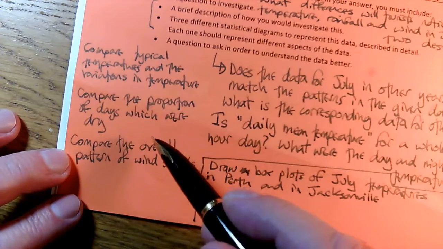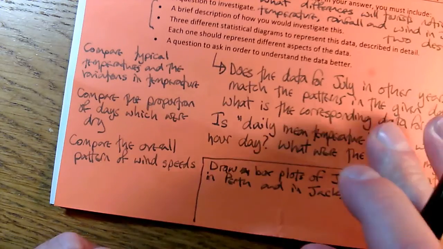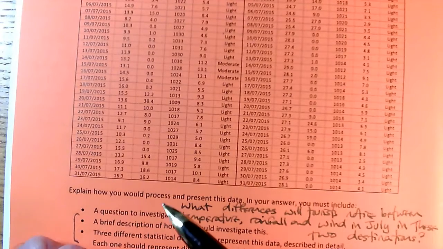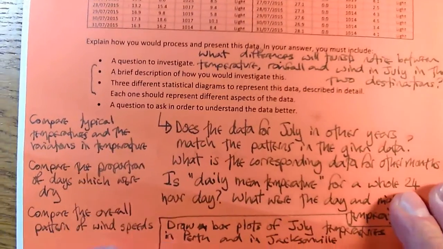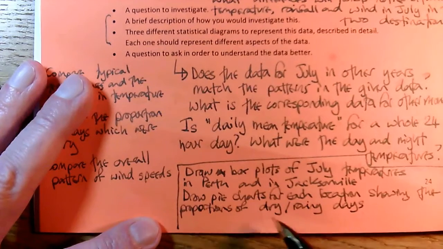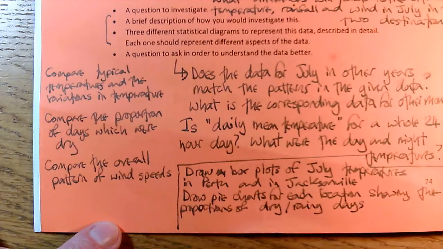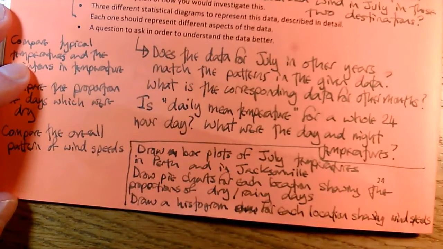Now for the next one, the proportion of days which were dry, something that's good for showing proportions of a whole is a pie chart. Now we've got more information than we're actually using. Because this is actually numerical data, you might often want to do something a bit more sophisticated than a pie chart. But my question has gone from the actual numbers to just dry versus wet. So I've in effect taken it from being quantitative data to qualitative. And so a pie chart is reasonable for that. So I can say draw a pie chart for each location showing the proportions of dry and rainy days. And finally, for the overall pattern of wind speeds, draw a histogram for each location showing wind speeds. I've just about managed to squeeze that on.